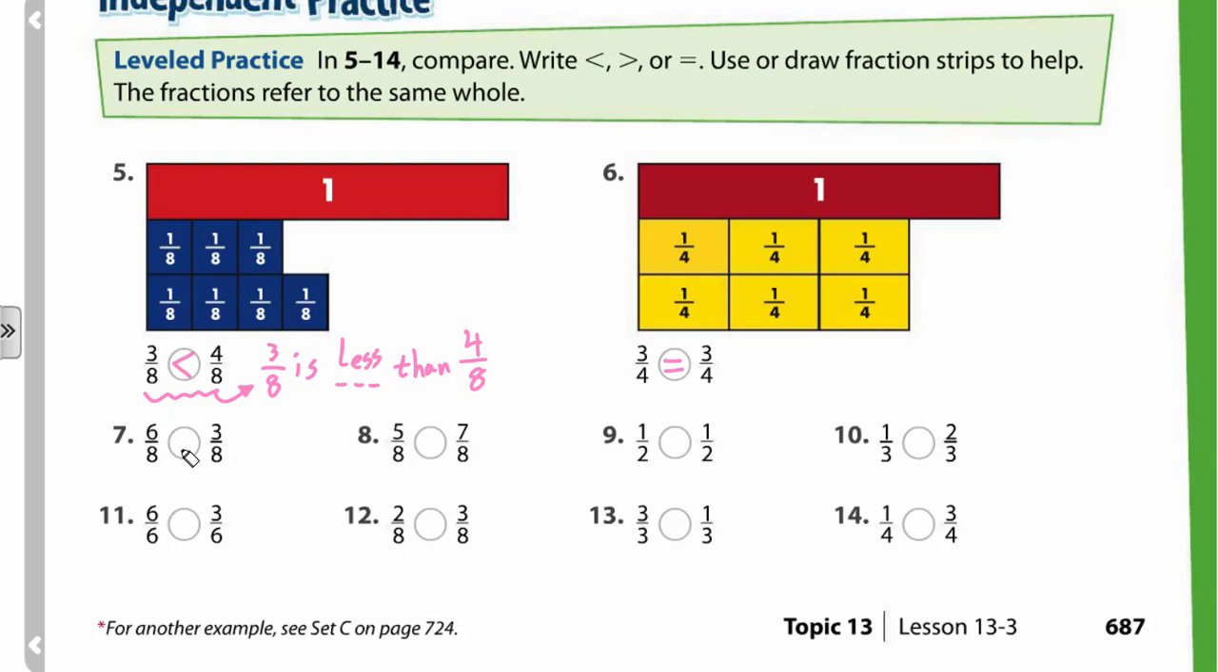Bigger than. Oh, so 6/8 is greater than 3/8. Thank you, my hero. Great work. Al Hassan, yes, teacher, go ahead.